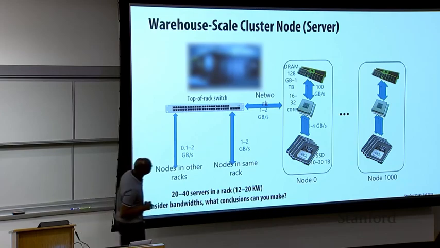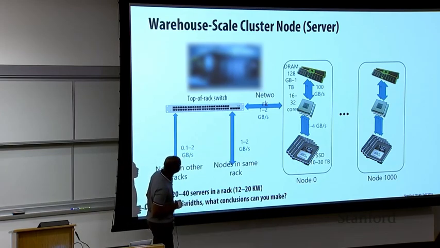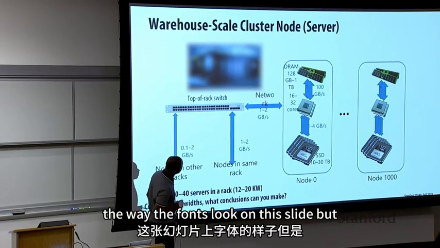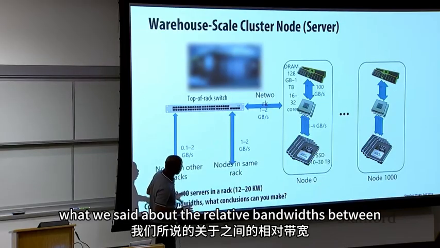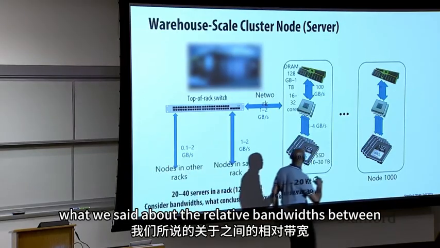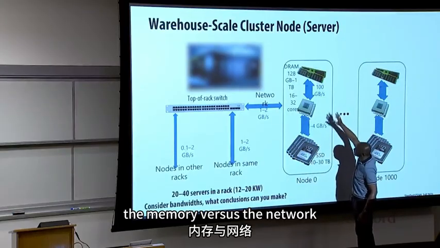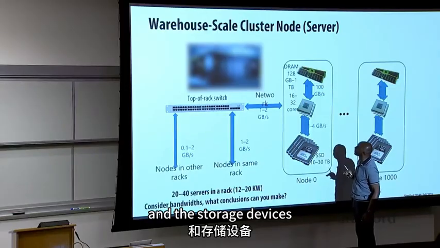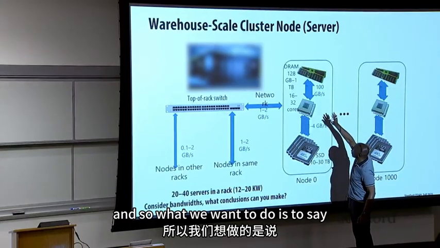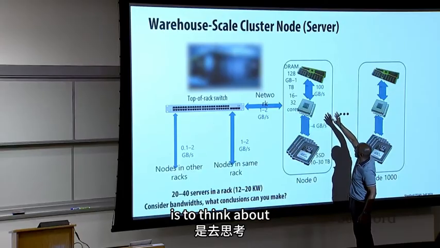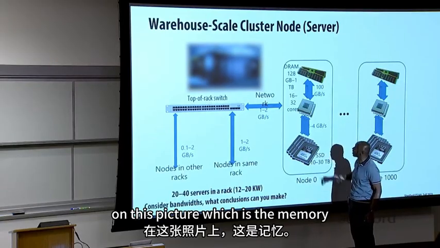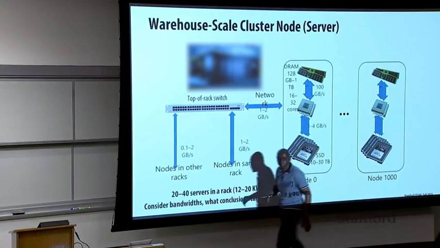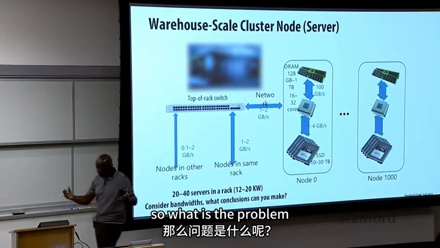And sorry for the way the fonts look on this slide, but the key point is to remember what we said about the relative bandwidths between the memory versus the network and the storage devices. And so what we want to do is think about how we can make much more intensive use of the highest bandwidth interface on this picture, which is the memory. So what is the problem?